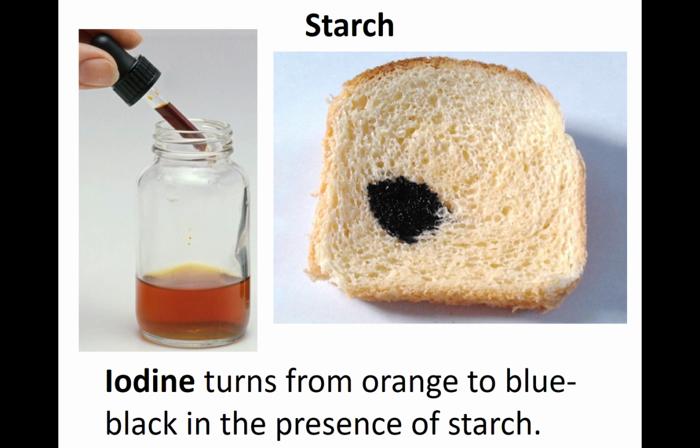So let's start with starch. Starch can be tested for using iodine. When iodine is placed on starch, the iodine turns from orange to blue-black in the presence of starch. That means if the food turns blue-black, that means it had starch in it.